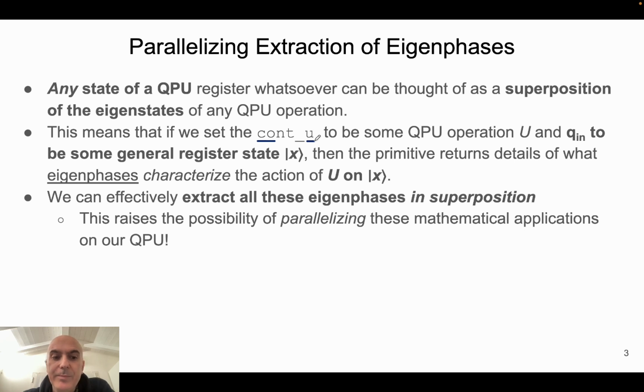And this also raises the possibility of parallelizing this eigenphase extraction. So the real power of the quantum phase estimation is the fact that we can work in superposition, therefore we can work in parallel in extracting the eigenphases of the eigenstates that are represented in generic state X.